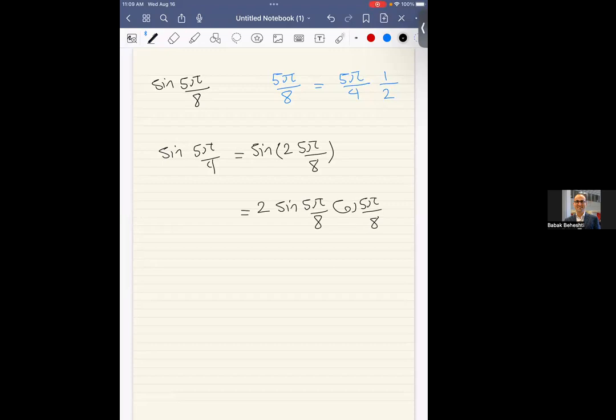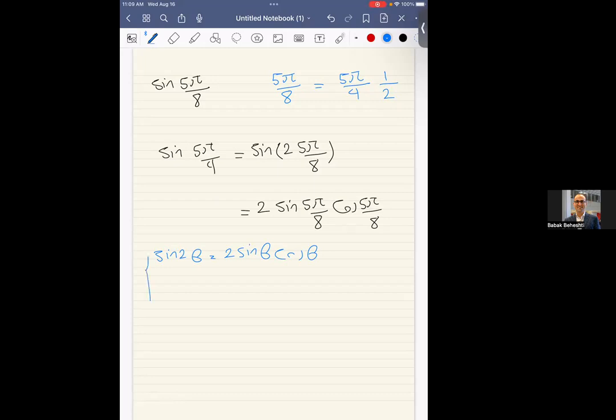And then from this equation, because we know that, what is sine of 5 pi over 4? So first of all, what I'm using is this equation, sine of 2 theta is equal to 2 times sine theta times cosine theta. I'm using this equation. Okay. But what is sine of 5 pi over 4?